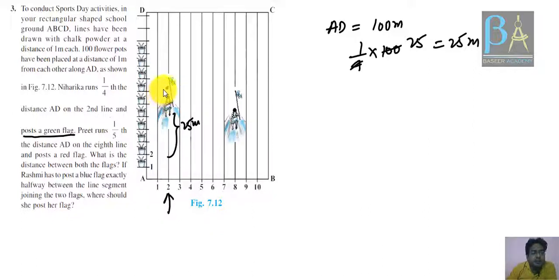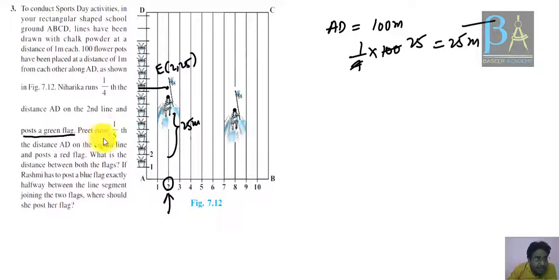So what would be the coordinates of the point where Niharika placed the flag? The coordinates of the point obviously are going to be (2, 25), because if you move towards the x-axis, it says 2 on the x-axis. Let us say this is the x-axis, the horizontal line AB, and the vertical line AD is our y-axis. So if I move towards the y-axis, it should say 25, because she ran 25 meters. So the coordinates of the point where Niharika placed the green flag is (2, 25). Let us denote this point by the letter E.